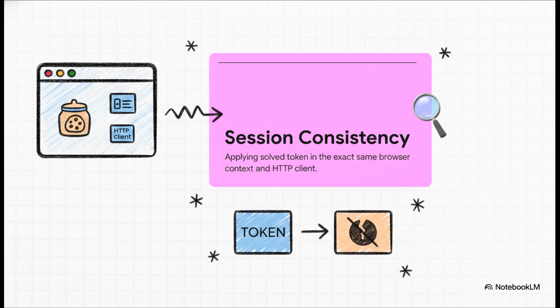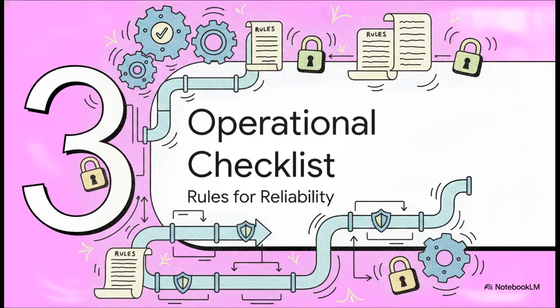Every time. In fact, a mismatched session is quite literally the single most common cause of post-solve token rejection in production. Okay, so that's the core workflow structure. Next up, Section 3, the operational checklist.